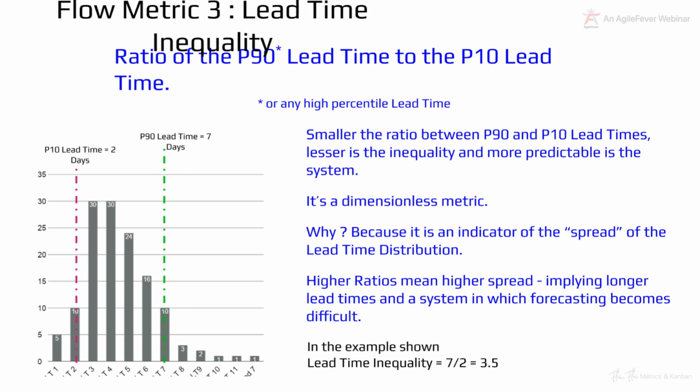So the smaller this ratio, the smaller the ratio between the P10 and the P90 or the P95 metric, the better it is for the system, or the more predictable the system is. So in this case, the ratio is 3.5. It's a dimensionless metric, meaning that you can't really assign days or tickets to it. Essentially, it's just an indicator of the spread. And the lower this number, the better it is for the system, or you are having a better system in your hand.